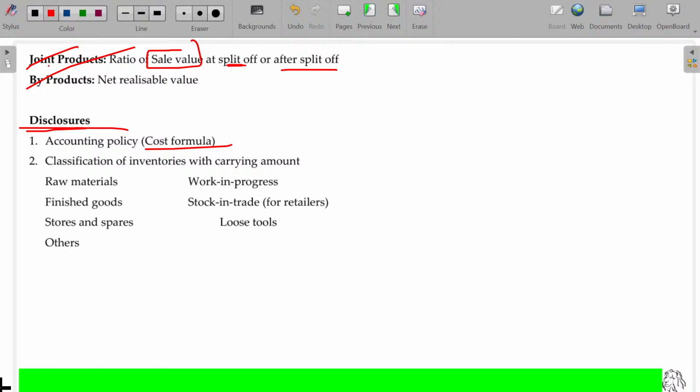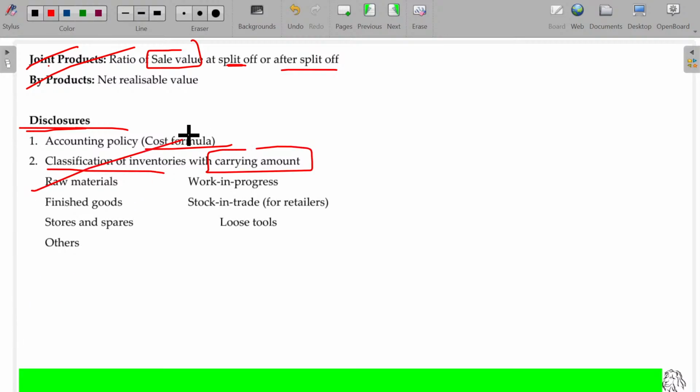What method do you follow in your accounting? You have to tell me. Otherwise, the financial report reader cannot understand what method. Similarly, in case of depreciation, WDV method or SLM method, what method do you follow? Unless you tell, how can I understand this? So disclosure is nothing but whatever policies and methods you followed, you have to intimate that. That is called disclosure. And also you have to give the classification of inventories with the carrying amount, the value.